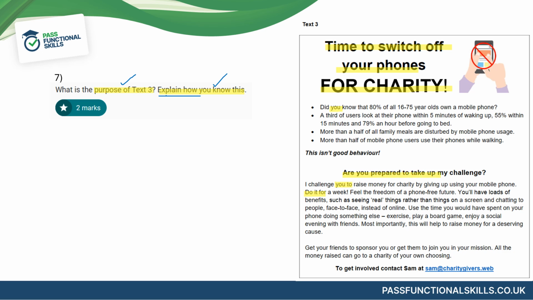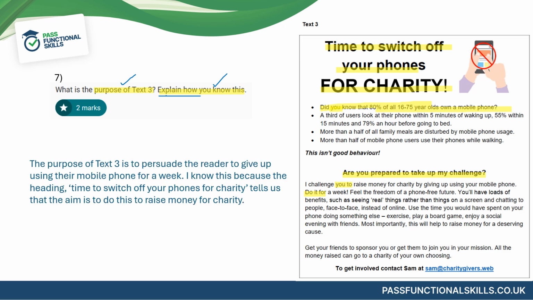So if we have a look at our written solution, we've got the purpose of text 3 is to persuade the reader to give up using their mobile phone for a week. So that's our first mark. Notice how the student here has not just said to persuade, they've told us what they're trying to persuade us to do specifically. So remember to do that part for these purpose questions. Then for their second mark, they've given a really good explanation. So I know this because the heading, time to switch off your phones for charity, tells us that the aim is to do this to raise money for charity. So we've really explained there how we know that it's persuasive, but you could have put any of the reasons that we just talked about.